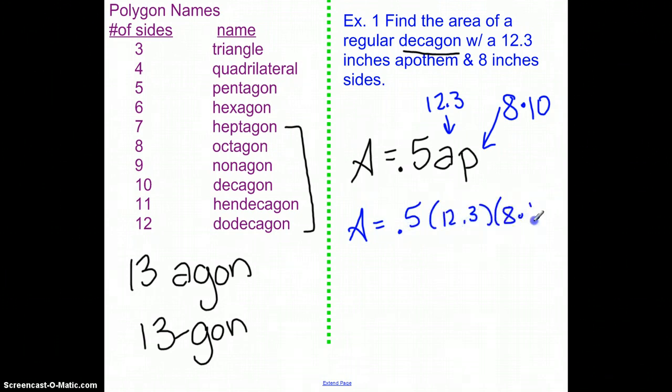So our problem looks something like this. If I go to plug that in my calculator, 0.5 times 12.3 times 8 times 10, I end up with 492. And because these are inches, this is going to be inches squared.